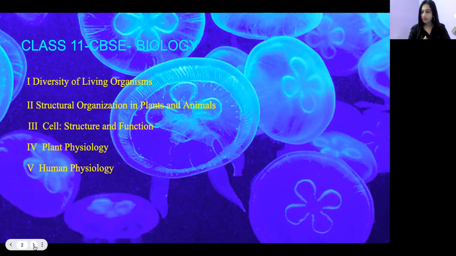Then coming to human physiology, which is most interesting and also vast content, where we cover the whole of human physiology. From the nervous system to the endocrine glands, and also the urinary system and circulatory system, coming to the muscular system, digestive system, respiratory system. All of these come under 5 major units.